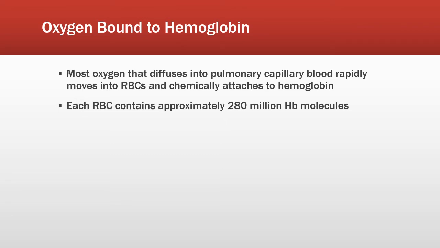Most oxygen that diffuses into pulmonary capillary blood rapidly moves onto the RBCs and chemically attaches to the hemoglobin. Just so you know, each RBC contains about 280 million hemoglobin molecules. It's packed.